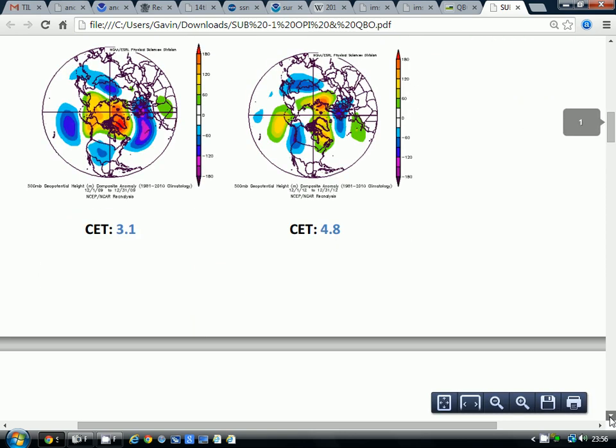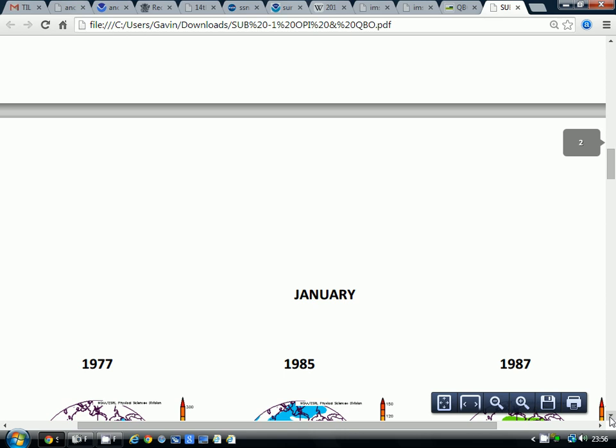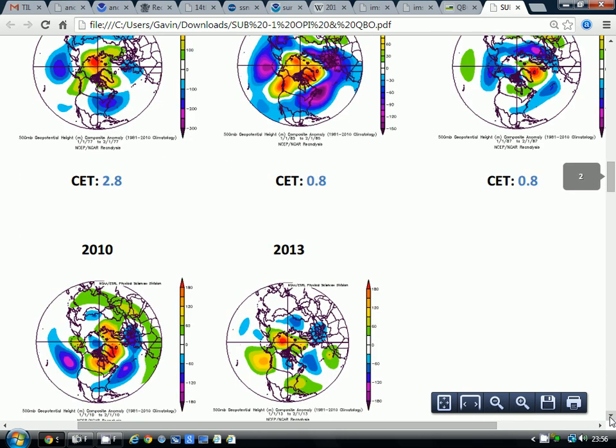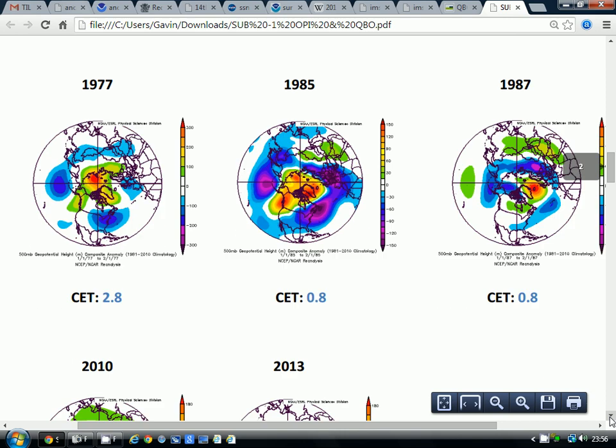Going through to January, these are the 500 millibar anomalies for January with central England temperatures combined. So we've got January 77, January 85, January 87, January 2010, January 2013. And for January 77, again, quite a bit of blocking there up to the northern latitudes, was a colder than average month at just plus 2.8. January 85, very cold month at plus 0.8, almost a negative central England temperature.